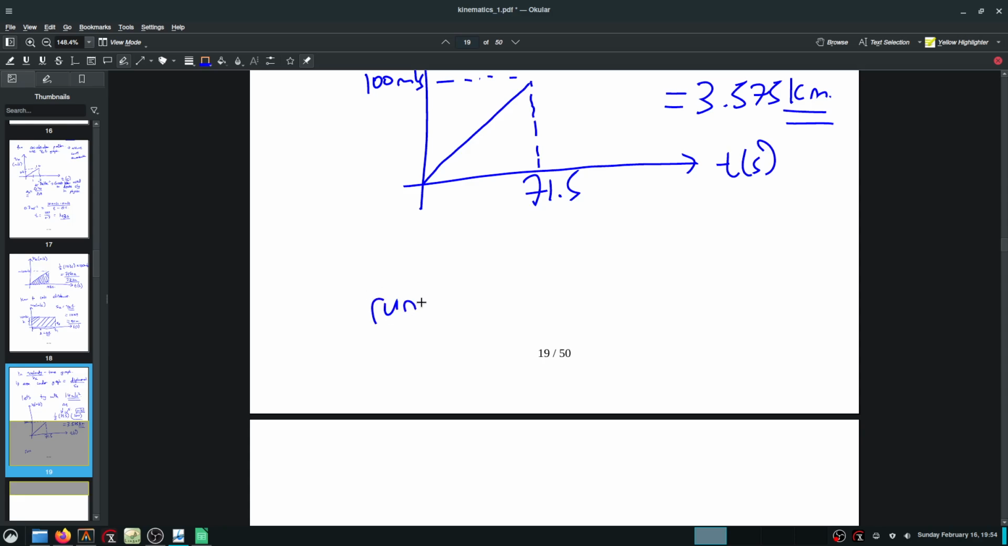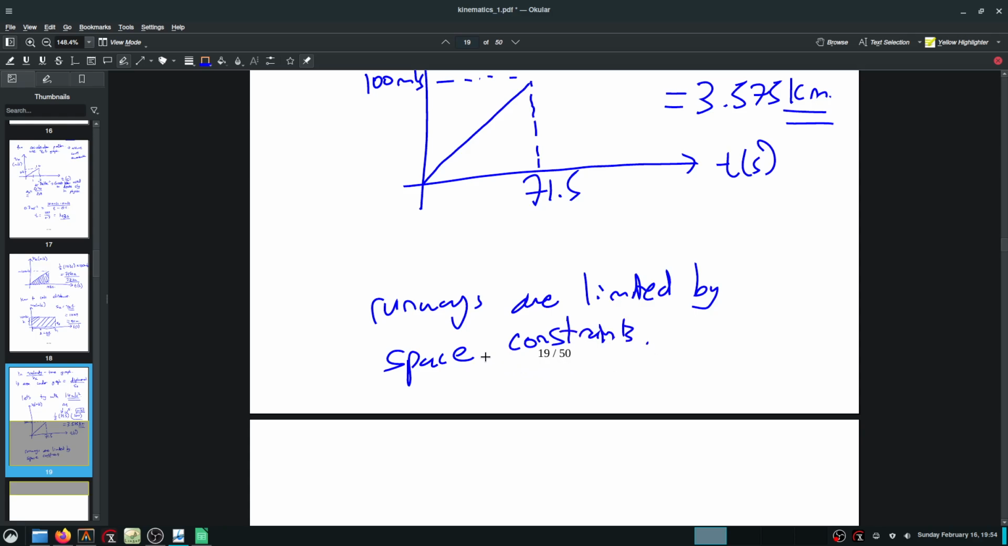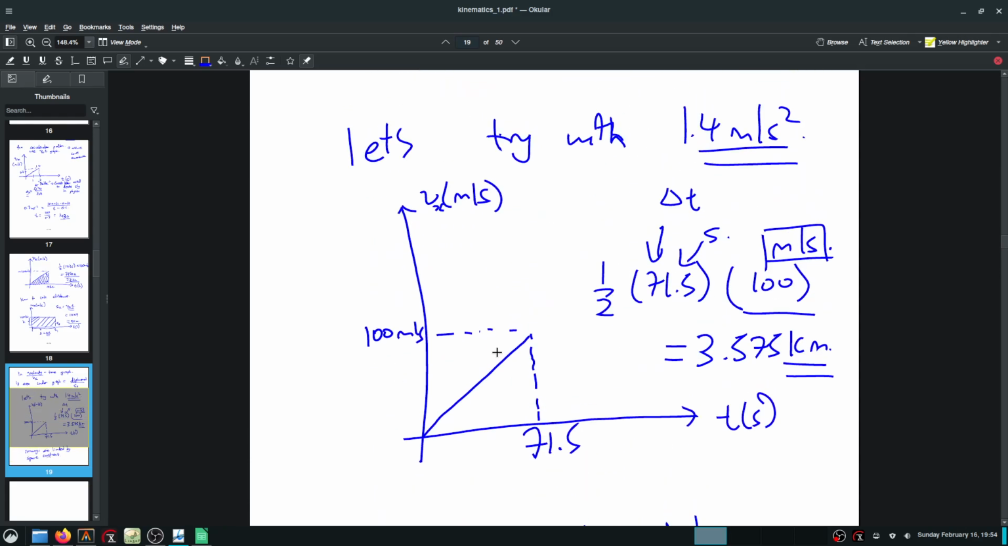Okay, runways are limited by space constraints. You need money to buy land. That's the reality. Yeah, constraints. Or you can use that land to actually do other stuff. Okay, so that's how you calculate distance, and it's always using area under the graph.